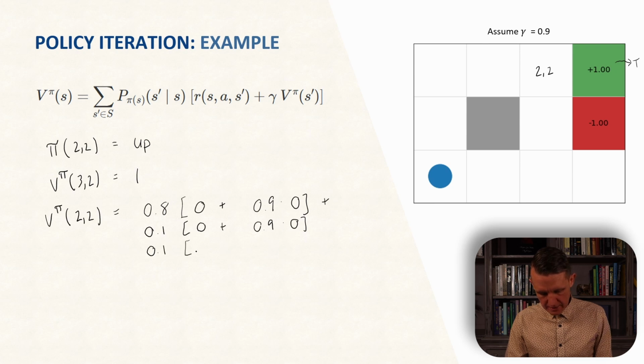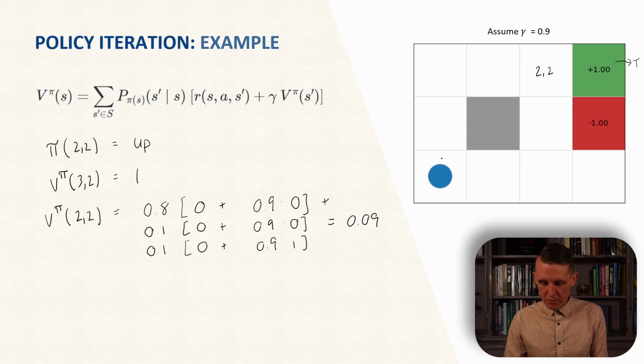And 0.1, if we go right, we'll get no reward, 0.9, but the value of our state here, as we've established already, is 1. Therefore, that will be 1. And therefore, the value of this expression is just 0.9 times 1 times 0.1, so 0.09. So that gives us the value of the state 2.2 if we followed the policy where pi tells us to go up from state 2.2.